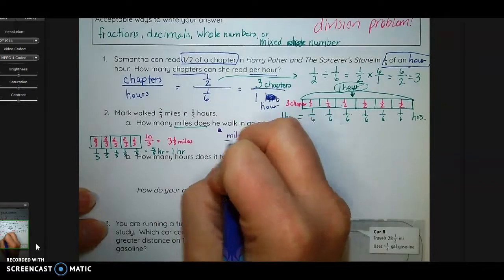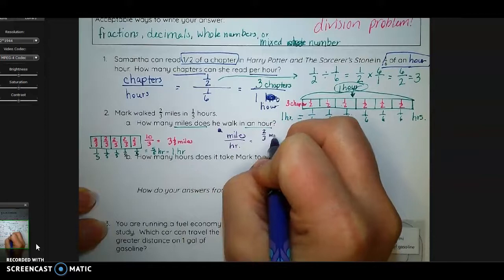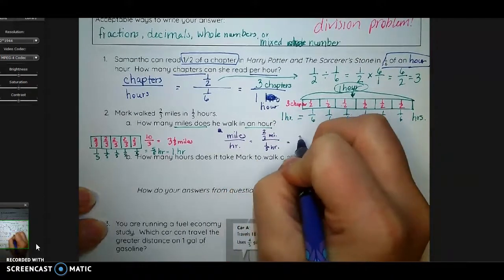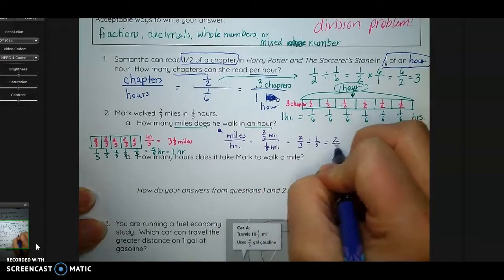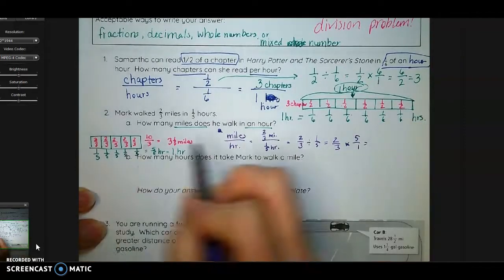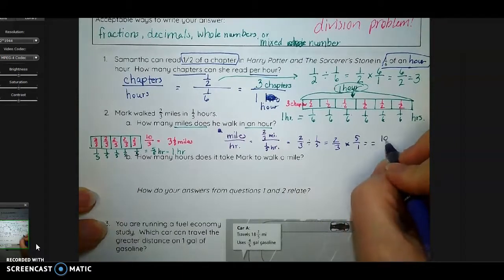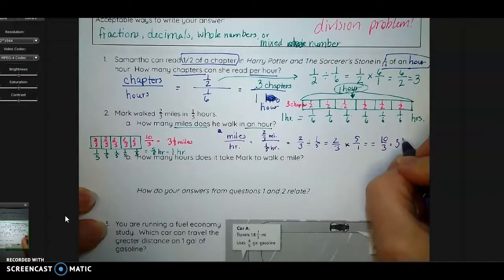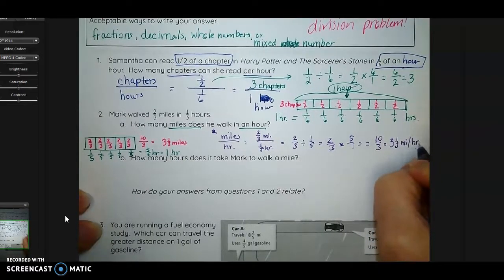miles per hour, I would do 2/3 of a mile, and he can do that in 1/5 of an hour. So that is 2/3 divided by 1/5, which is 2/3 times 5/1. So there it is right there. There's my 5. That is why I do the reciprocal or the flip. And I do indeed get 10/3, which would be 3 1/3, and I could write it as miles per hour.